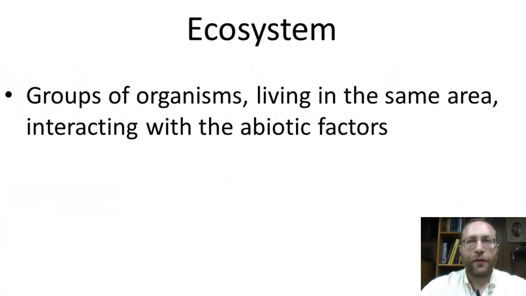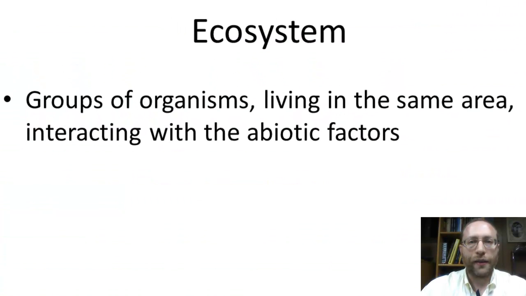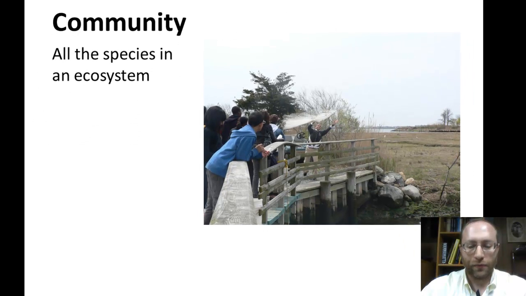Moving down from the biome, we now come to ecosystem, and this you may start recognizing some things from our ecology unit. And an ecosystem is a group of organisms living in the same area that are interacting with the abiotic factors. Below that, we just take one part of the ecosystem. We take the abiotic out, and we get the community, where we see all the species in an ecosystem.